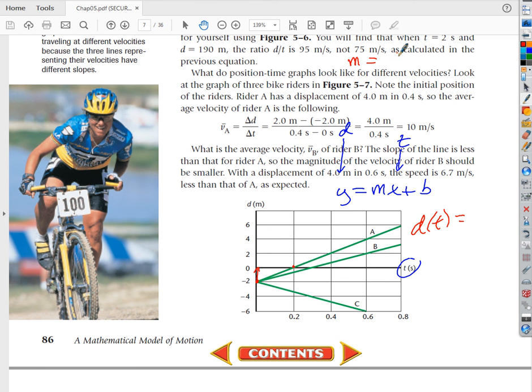So we get positive 2 meters over positive 0.2 seconds. Well, 2 divided by 0.2 is 10. So we get 10 is our slope times t plus what's the, what we would call the y-intercept, the d-intercept for us. What's the start value? Negative 2. So 10t minus 2.